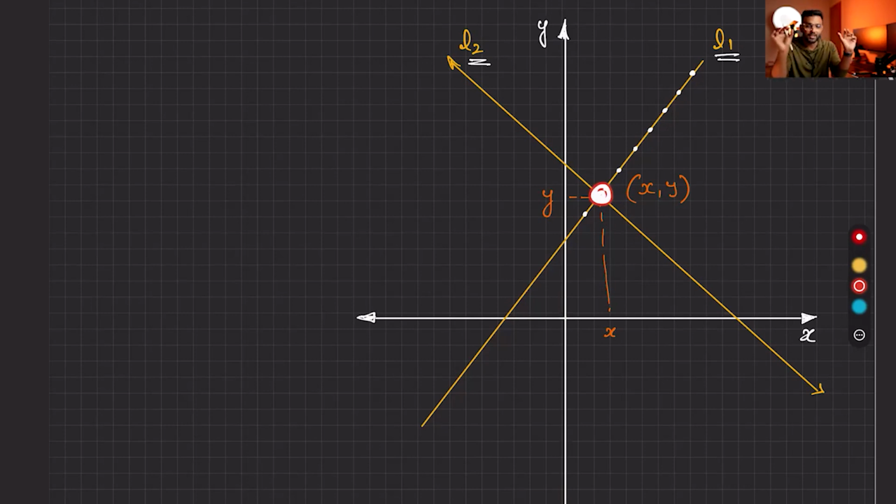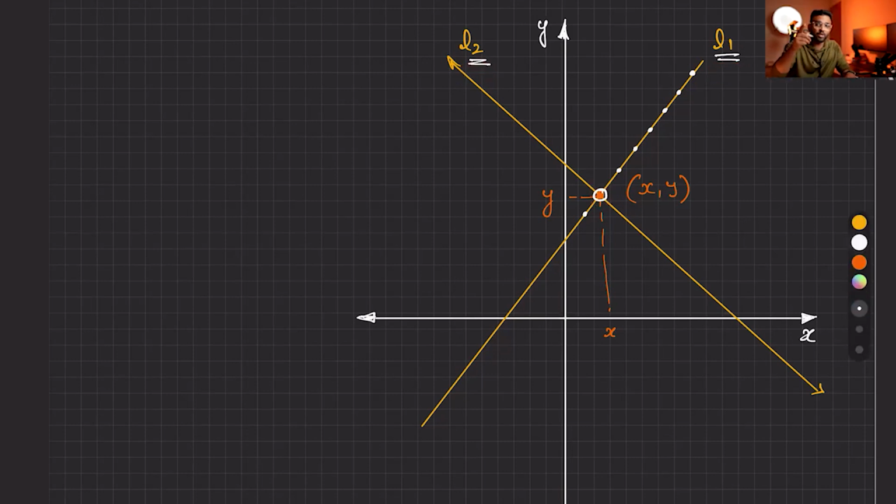Now, my point is, listen to me now. This is very important. Line 1 will have an equation and line 2 will also have an equation, right? There are different equations for each. This one point will satisfy both equations. And that is the whole idea of this lesson. I'm going to show you how that is going to work out.